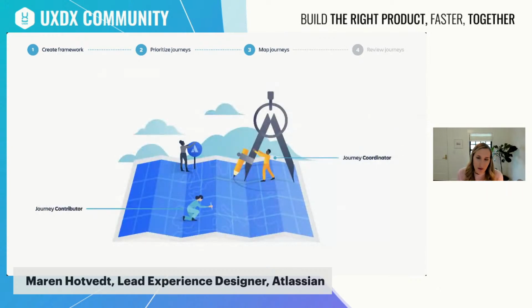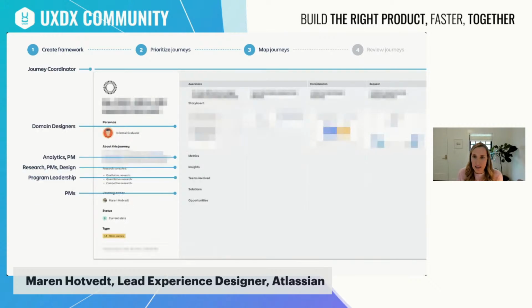And then for each journey, we appointed a coordinator who's responsible for gathering information to fill it out from all of the contributors. And this can get pretty complicated, especially if you're looking at an end-to-end journey that comprises the work of many teams. So each part of our template has clear R&R with different roles responsible for different parts of the journey map. So for example, the journey coordinator is responsible for the end-to-end, and they would work with the designers from different teams to fill in the storyboard, analytics and PM to fill in metrics, research PMs and design to fill in insights, etc.